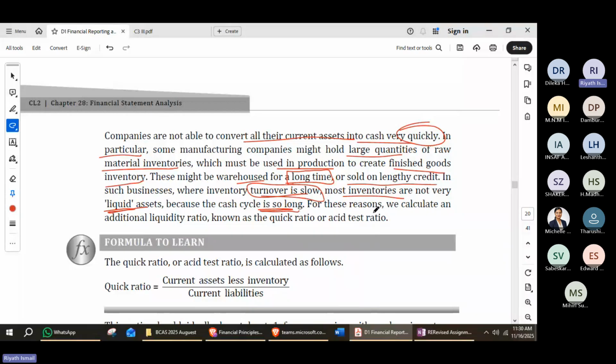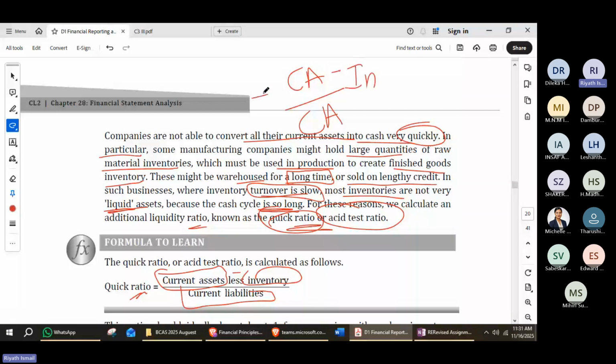For these reasons, we calculate an additional liquidity ratio known as the quick ratio or acid test ratio. Here, from current assets, we exclude inventory, because inventory is not reliable. It takes some time, even years, to sell. And current liabilities. In the earlier ratio, it was current assets over current liabilities. Now for the quick ratio, the same formula, but we deduct inventory from the current assets.